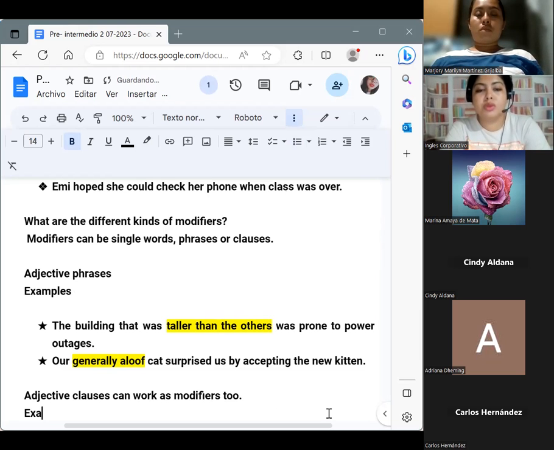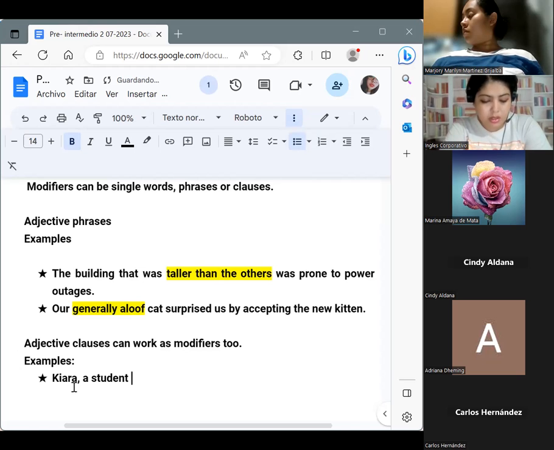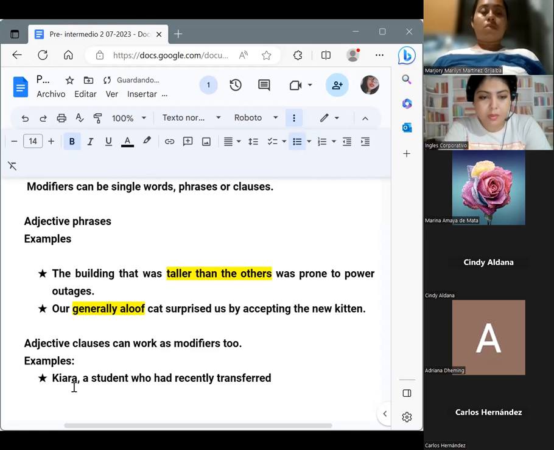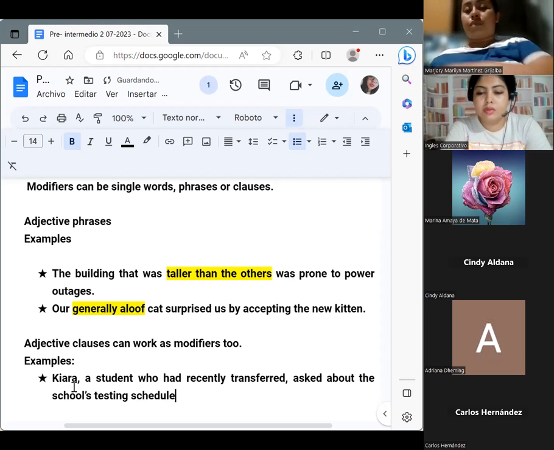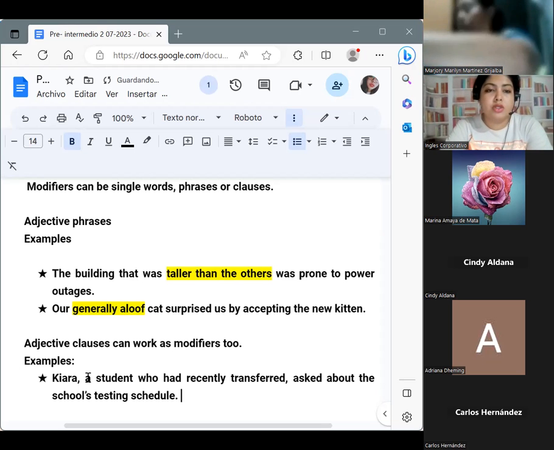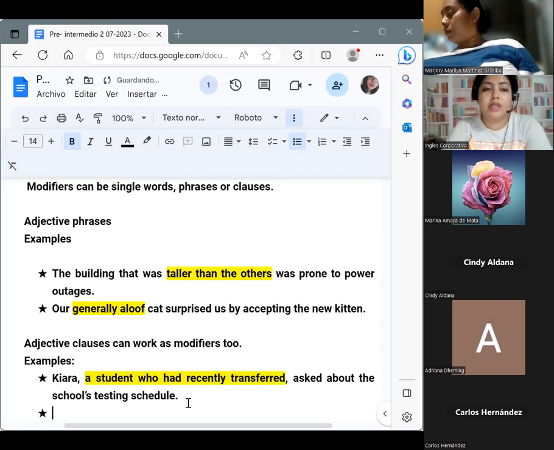And we have the examples. Kiera, a student who had recently transferred, asked about the school testing schedule. And we mark the phrase a student who had recently transferred. That is the extra information that we are giving about Kiera.